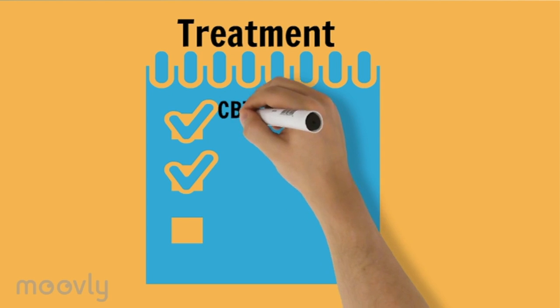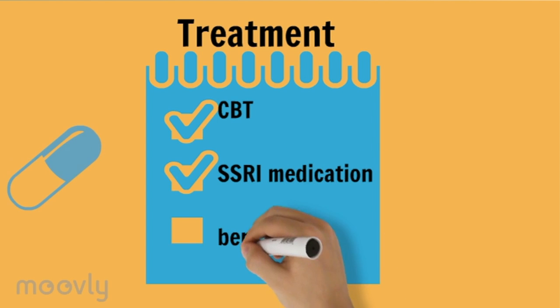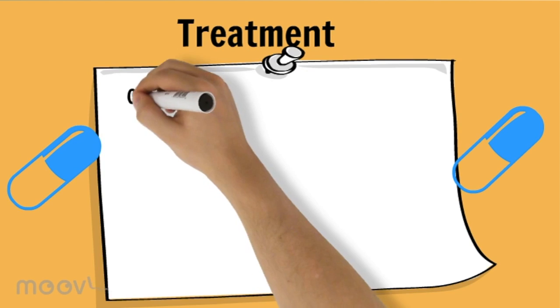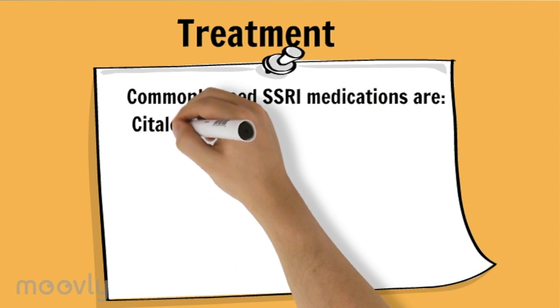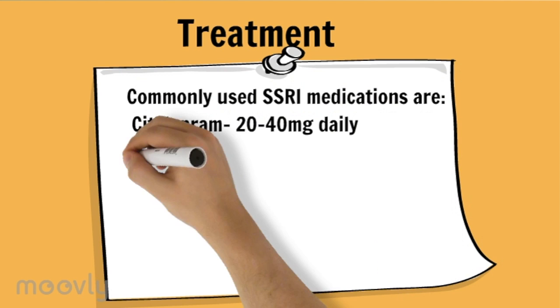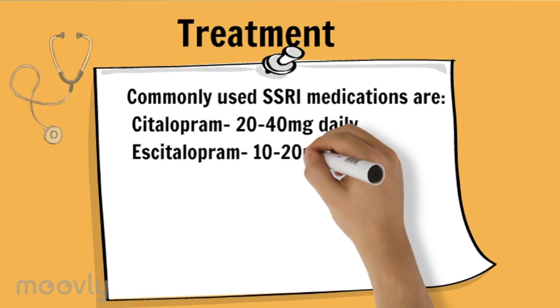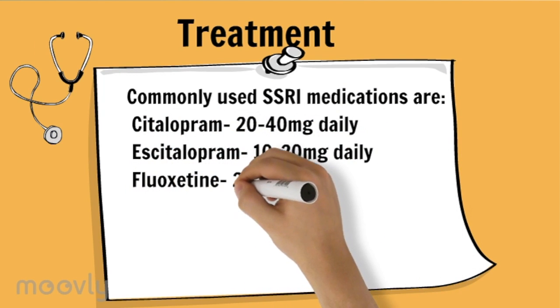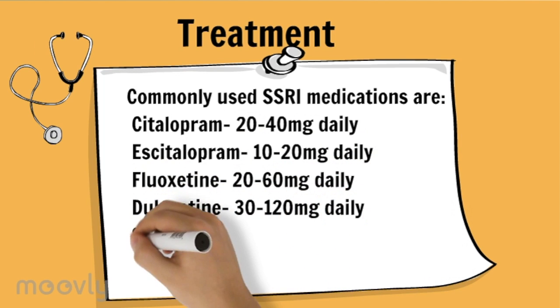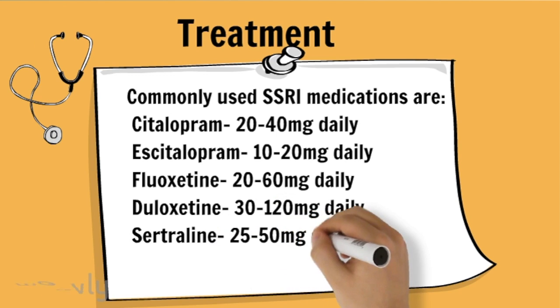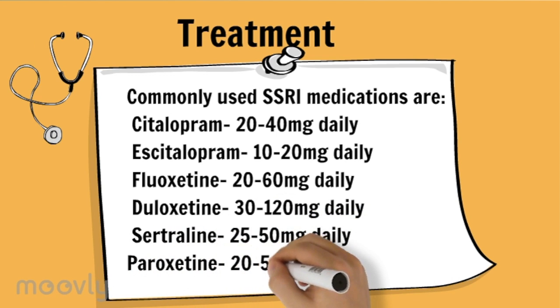The treatment of all anxiety disorders varies somewhat, where conventional methods for generalized anxiety disorder include CBT, SSRI medication, and benzodiazepines. The recommended doses for commonly used SSRI medications are citalopram 20 to 40 milligrams daily, escitalopram 10 to 20 milligrams daily, fluoxetine 20 to 60 milligrams daily, duloxetine 30 to 120 milligrams daily, sertraline 25 to 50 milligrams daily, paroxetine 20 to 50 milligrams daily.